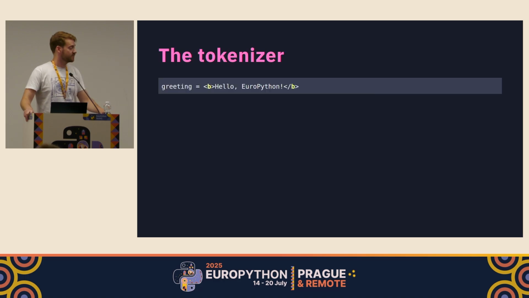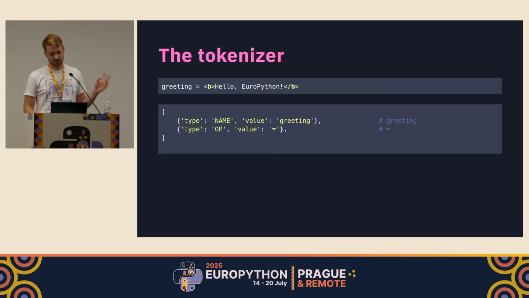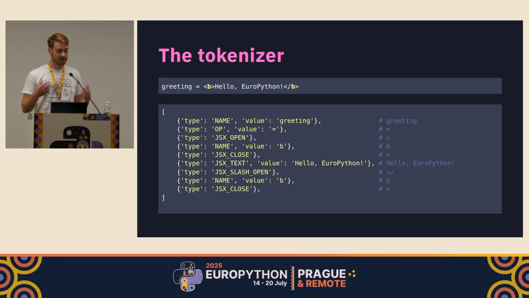So again, a very simple piece of PyJSX source code. You have this variable, and you are assigning some HTML to it. When you start tokenizing this, the first two tokens are the greeting, the variable name, and then the equal sign. This is just normal Python. But if you keep going, you can see that now we get some tokens which are not regular Python tokens. For example, the third one is this JSX open, which is the first angle bracket at the start. And there are also some other ones. So there's this JSX close, JSX text, and a lot of other ones as well. So this is all the extra stuff that we have in a tokenizer.